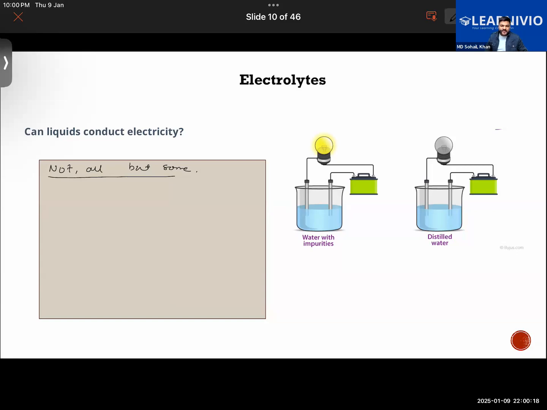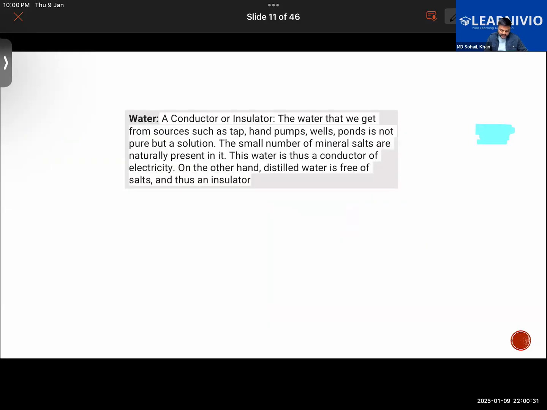So water that we get from sources such as the tap water or the hand pump or the wells and the pond, these are not pure, but they contain some impurities in it. Getting it? And a small number of mineral salts are naturally present in the water. So salts of calcium, salts of magnesium are present in that water.